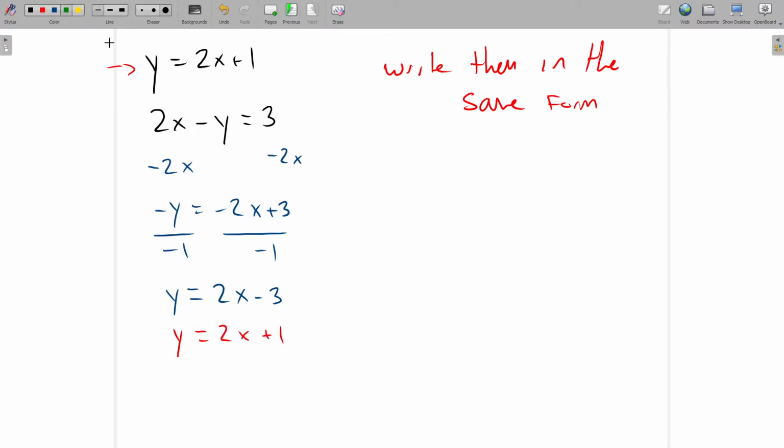And what do we notice about the slopes? That's what we're trying to identify. The slopes are the same. The same slopes tell us that these are parallel lines. If the slopes were opposite reciprocals, then they would be perpendicular lines. If they were neither the same nor opposite reciprocals, then they would be neither parallel nor perpendicular.